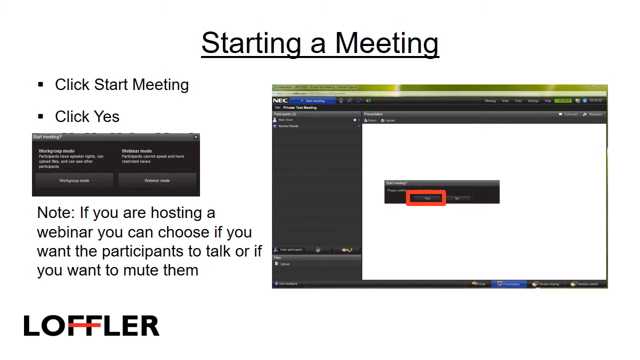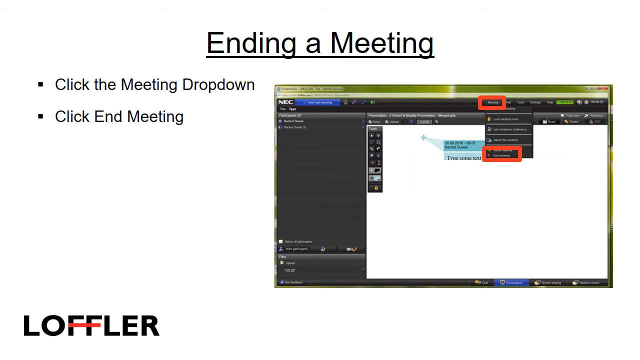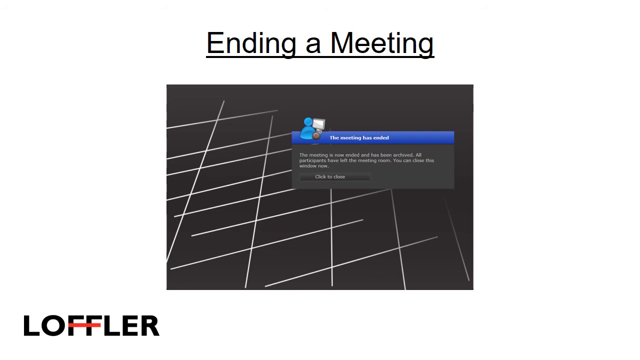If you are hosting a webinar, you need to choose if participants are able to talk or if you want them muted. To end a meeting, click the Meeting drop-down tab and select End Meeting. Once you end a meeting, or if time runs out, this is what everyone will see.